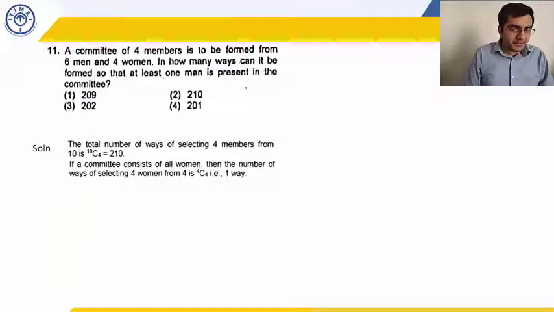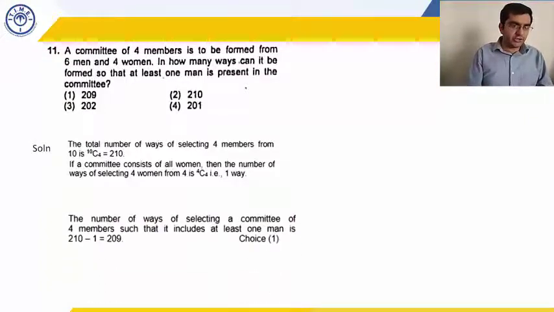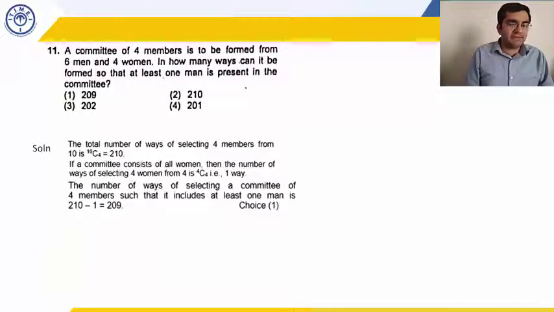And then I want a committee consisting of all 4 women, that is no men. So that would be 4 women, and I want to make a committee of 4 members, so I select all the women, so that becomes 4C4. So it's done. Total number of ways minus the number of ways in which there are 0 men, that is all women. So your answer would be 210 minus 1, that is 209. Please write this down.